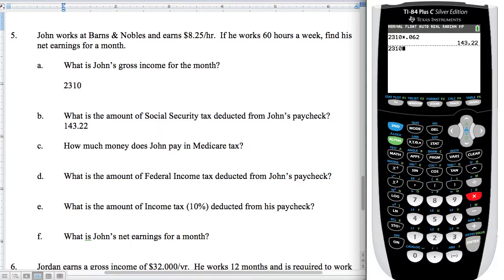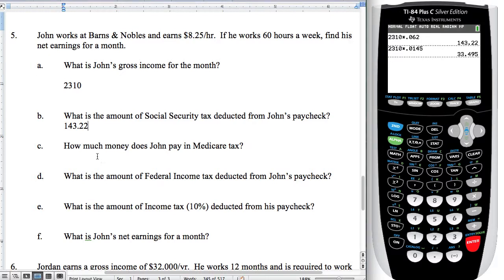Then we take $2,310 and we multiply it by 0.0145 to get the Medicare tax. That'll round out to be $33.50 because the 5 bumps up the 9, which bumps up the 4.